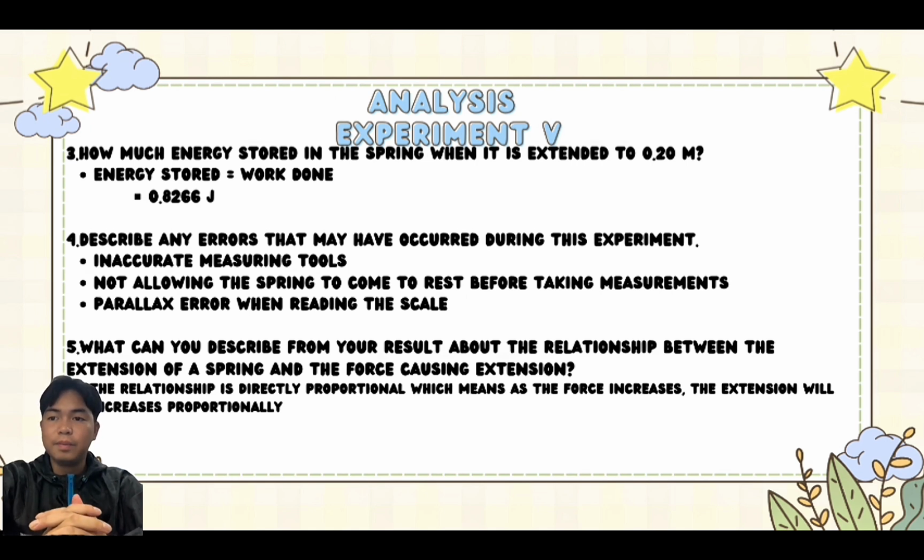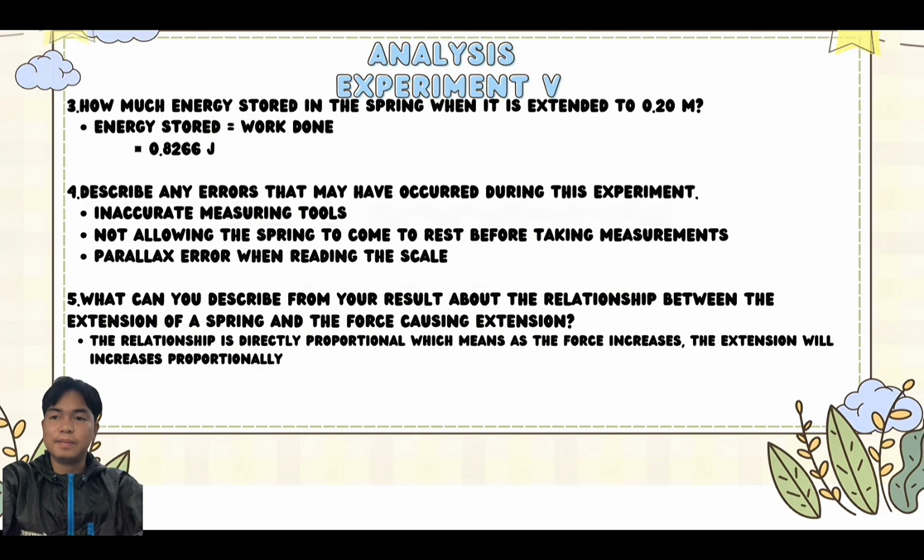And then number 4, the first error is inaccurate measuring tools. Second, not allowing the spring to come to rest before taking the measurement. And then third, parallax error when reading the scale. And then number 5, the relationship is directly proportional, which means as the force increases, the extension will increase proportionally.